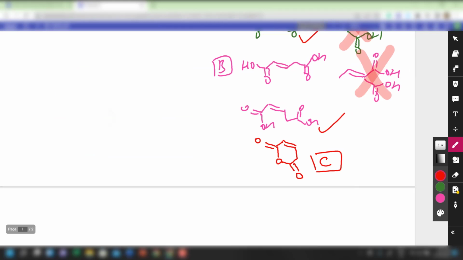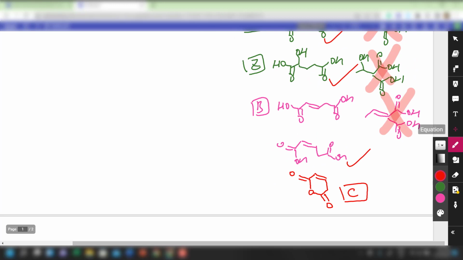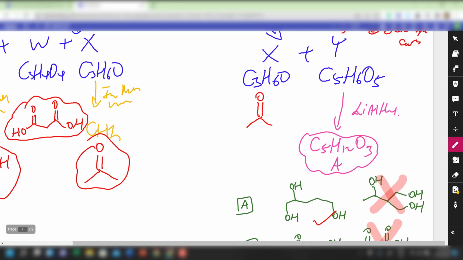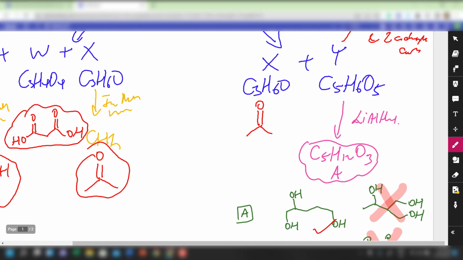Yeah. So do you notice the kind of skills you require for structure elucidation? That means that you have to be very sharp in the way you analyze the data and then eliminate the other possibilities when there's a need to. Okay, so after working through all this, we finally get a structure for Y.